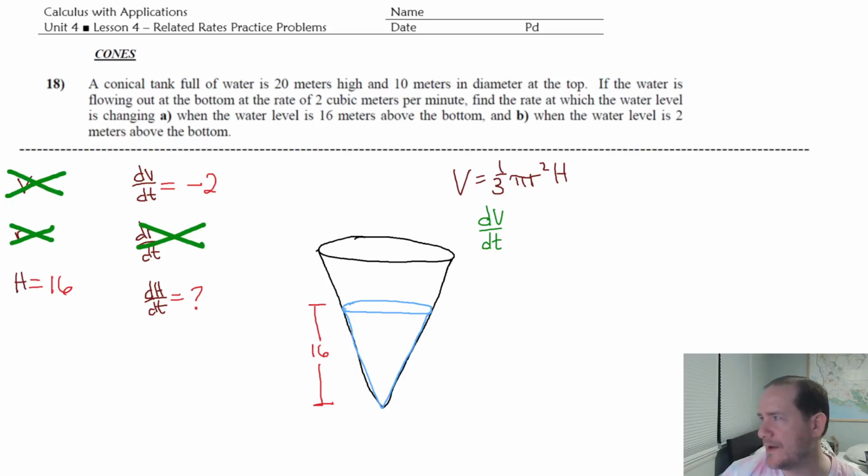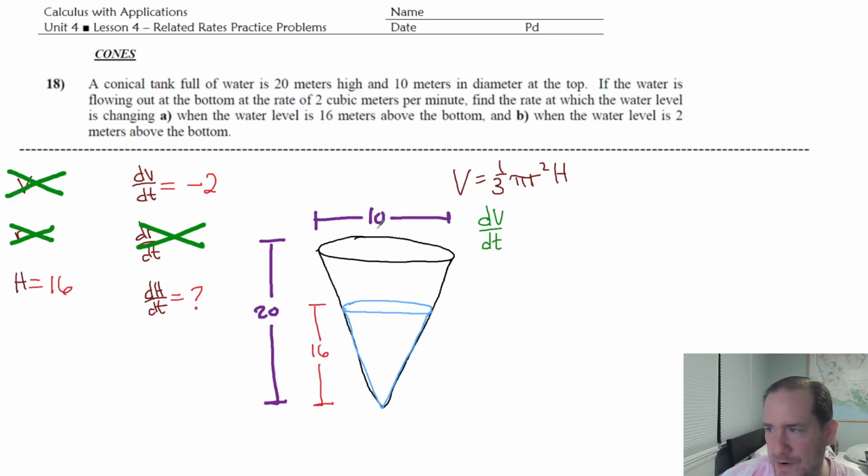And so how do I do that? Well, that's where this first sentence came in. They said that our tank is 20 meters high all the time, and our tank has a diameter of 10 all the time. Now I don't care about the diameter, so I should probably immediately convert that to the radius. And notice that that's 5.